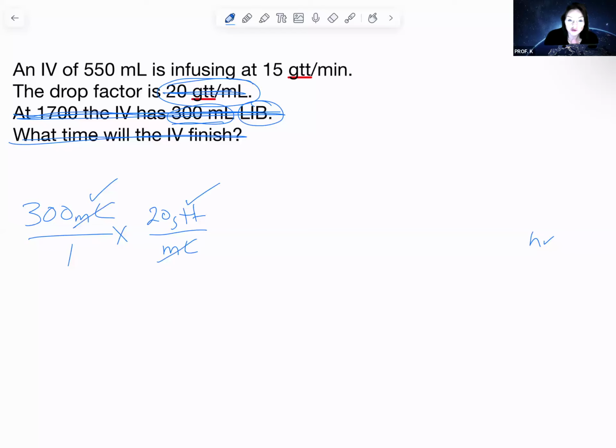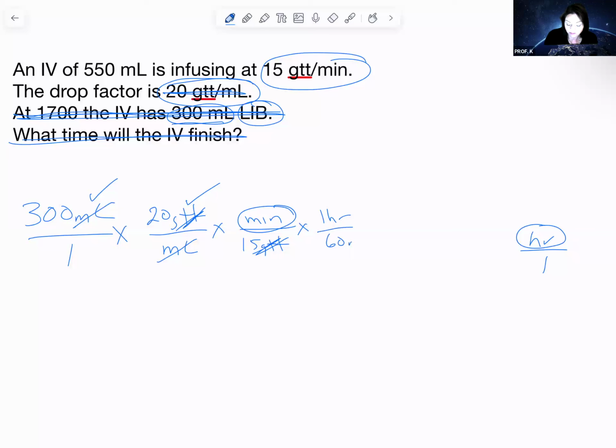Now, how do I get rid of drops? Well, I'm going to use what's in my problems. I'm going to go, there's 15 drops per minute. That gets rid of my drops. So now how do I change minute to hour? I got this. 1 hour is 60 minutes. So you see this process of elimination. So now I'm left with hour in my numerator. So now I do the math.